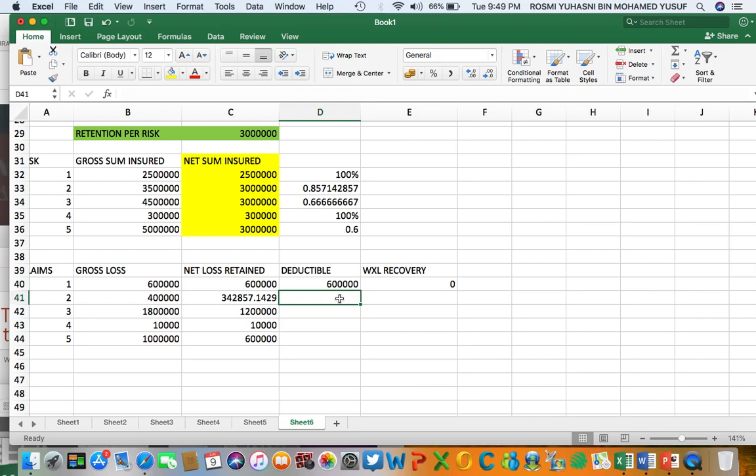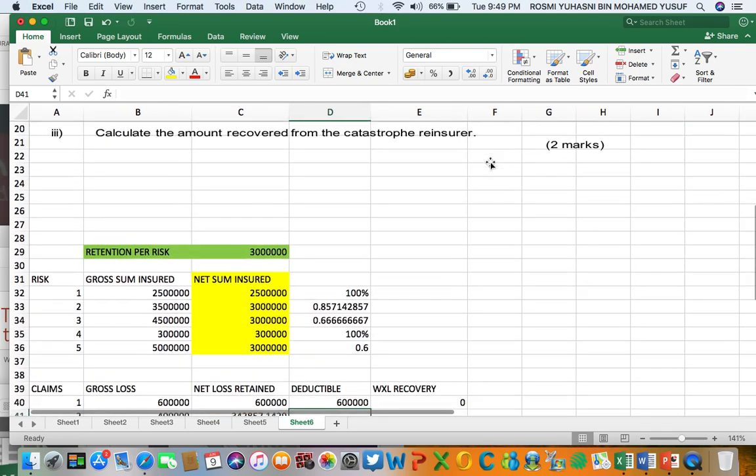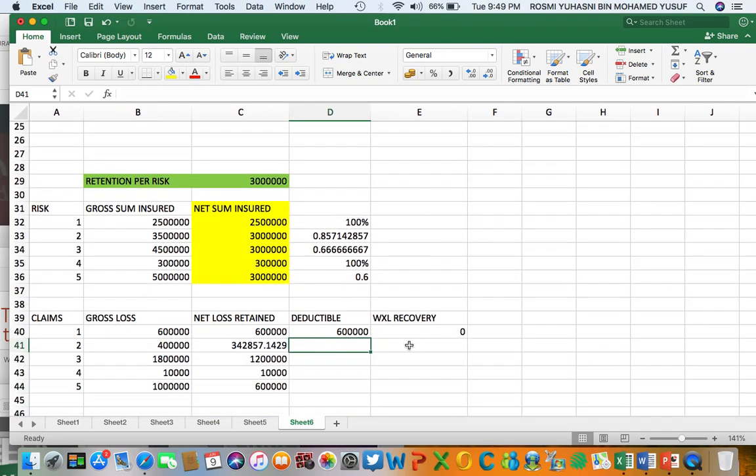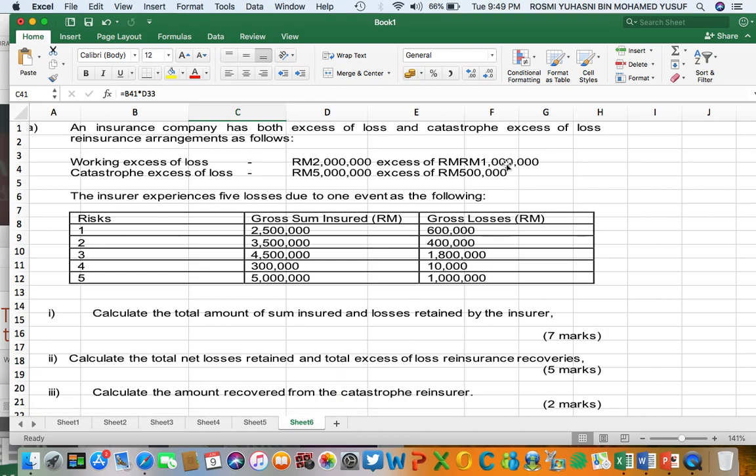Okay, for claim number 2, 342,857. Knowing that the deductible is 1 million, there is also 0 recovery for claim number 2, because the whole loss here is retained by the insurer, because this amount is less than 1 million.